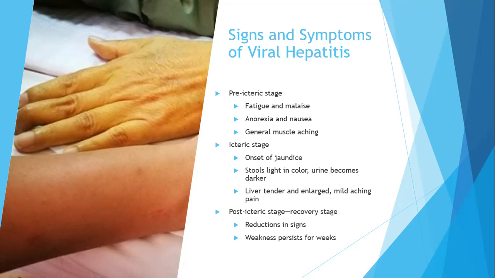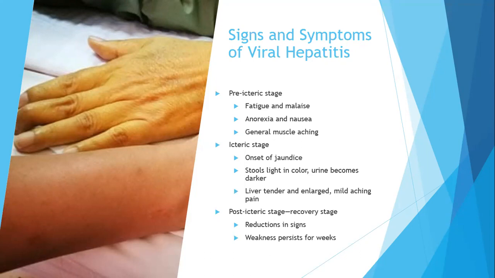That's our clue. Once we get jaundice as a symptom, which is yellow skin and yellow eyes, that is telling us something's going wrong with the liver. So light colored stools and darker urine is an indication of viral hepatitis, and liver tender and enlarged with mild aching pain. In the recovery stage, you get a reduction in signs, but the weakness that goes with viral hepatitis can persist for weeks afterwards.